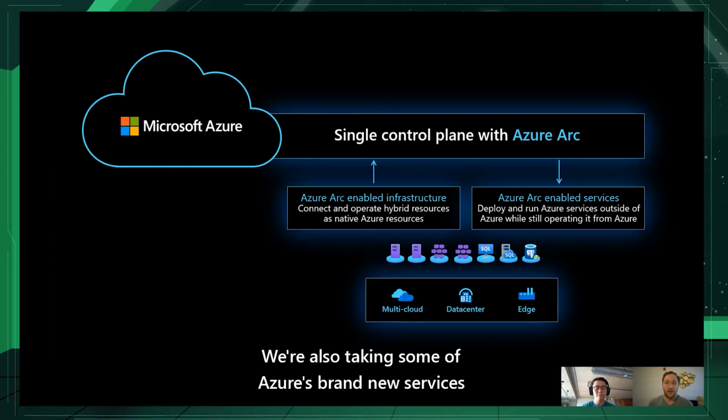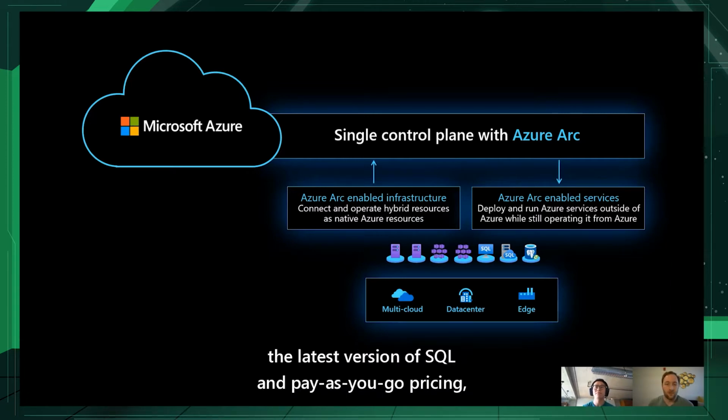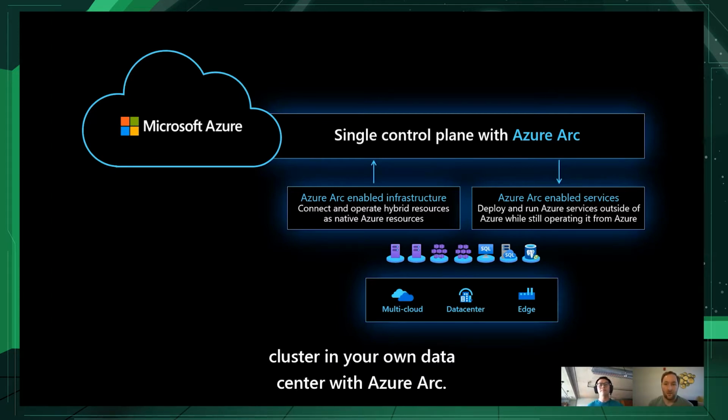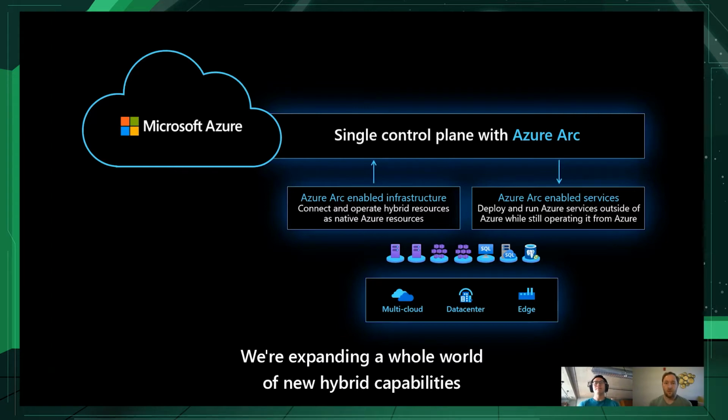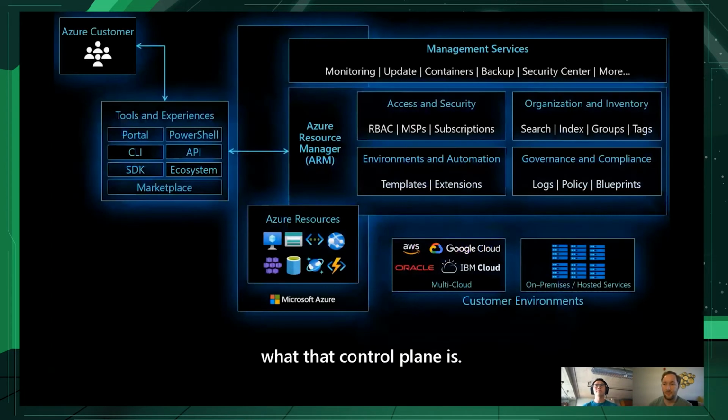We're also taking some of Azure's brand new services that are designed to run in the cloud and bringing them to your own data center. So for example, if you want to run a SQL managed instance with the latest version of SQL and pay-as-you-go pricing, you can run that on your own Kubernetes cluster in your own data center with Azure Arc. So we're expanding a whole world of new hybrid capabilities using a common technology and a single control plane. So let's dig a little bit deeper into what that control plane is.